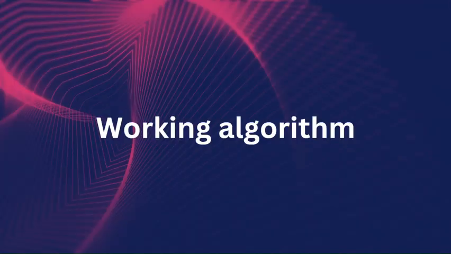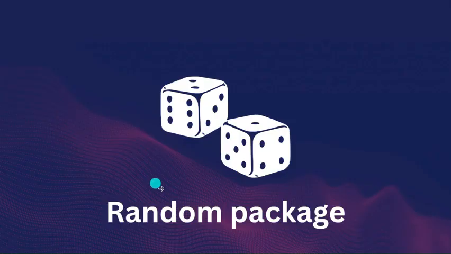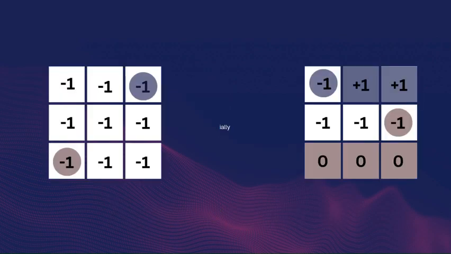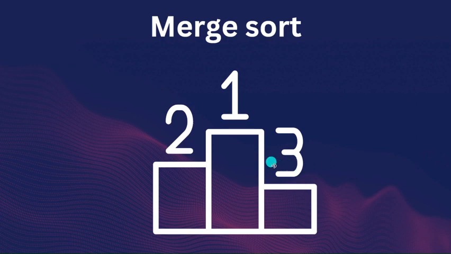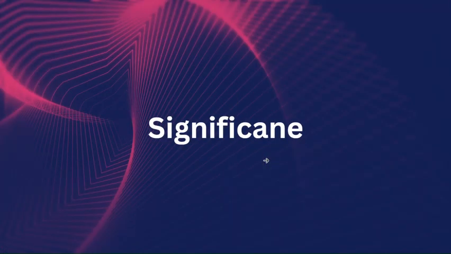Now let us discuss the working algorithm. For rolling the die, I am using the random package which is available in the Java runtime environment. Initially, in this 2D array, all boxes are numbered -1, which means white color. Then, as the player proceeds, the number will change accordingly and the color will change. And for the leaderboard, with the data in the database, I am using merge sort. The reason behind using this sort is that it is a stable sorting algorithm, and the time complexity is O(n log n).